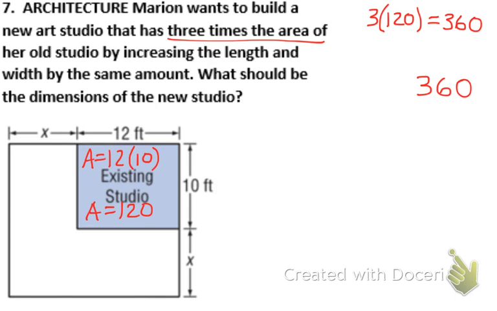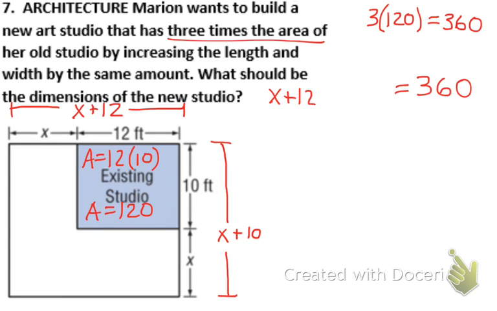Now the way that we calculate that new area is you do length times width. Well, this length will be x plus 12 because it's being extended by x amount. And then the width will be x plus 10. So length times width, x plus 12 times x plus 10.